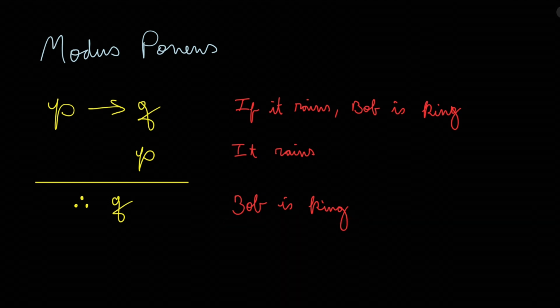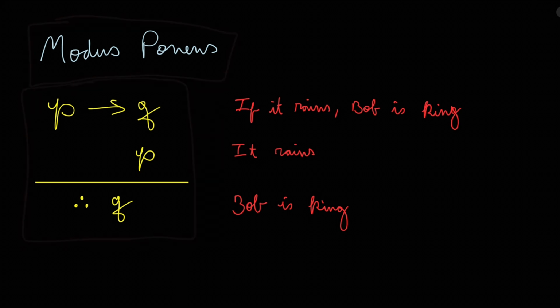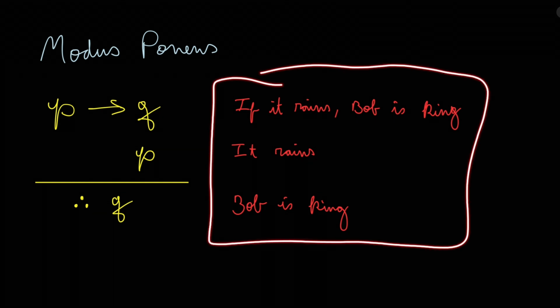Now, I want to call your attention to something important here. As we said before, Aristotle realized that the validity of a reasoning step does not depend on the subject matter. So you may be thinking, what does raining have to do with Bob being a king? Well, the thing is, it doesn't matter. We are talking about the form of the reasoning. That's what a rule of inference is about. We do not care about the subject matter. We care about the form. So this is perfectly valid reasoning.